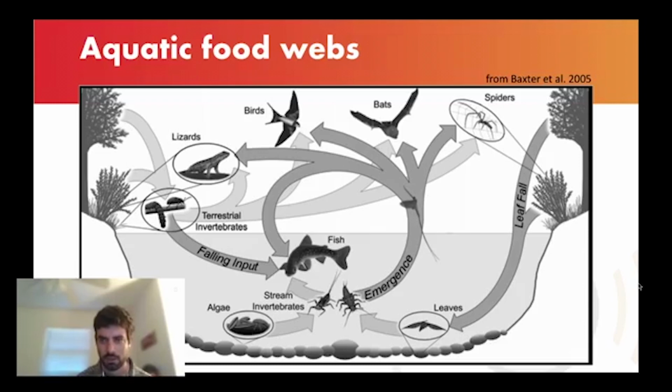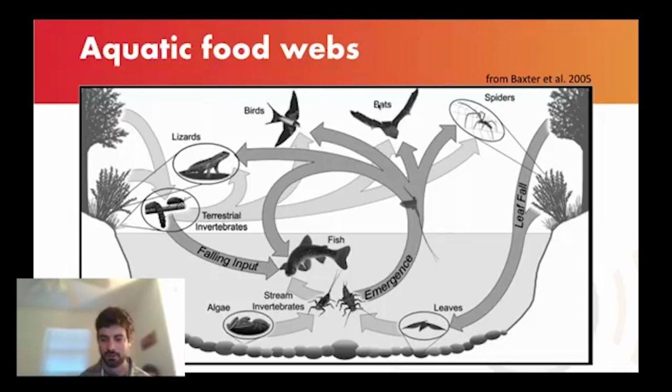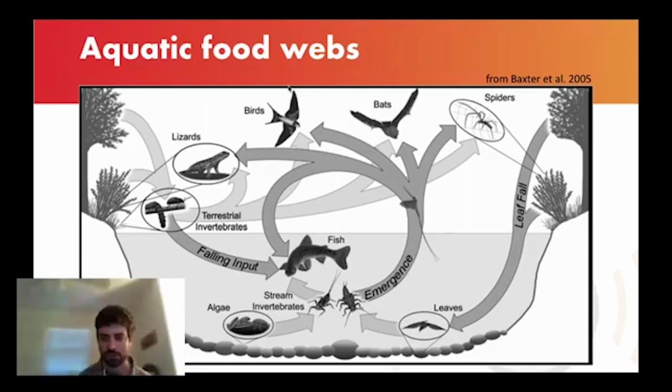The two food bases in freshwater food webs are algae and dead leaves. We have algae on the far bottom left of this diagram, and then we have dead leaves that are falling into this stream environment. This is just a cross section of a stream. Algae are produced within the stream, but leaves are produced outside of the stream.